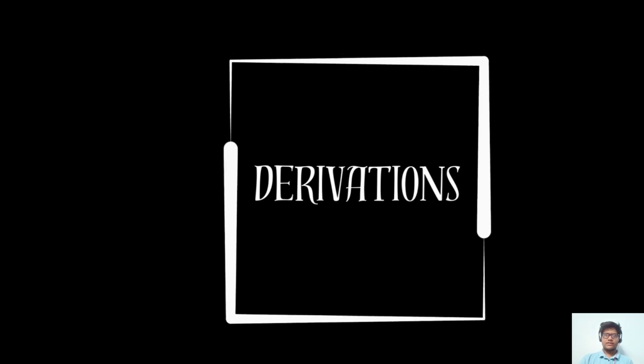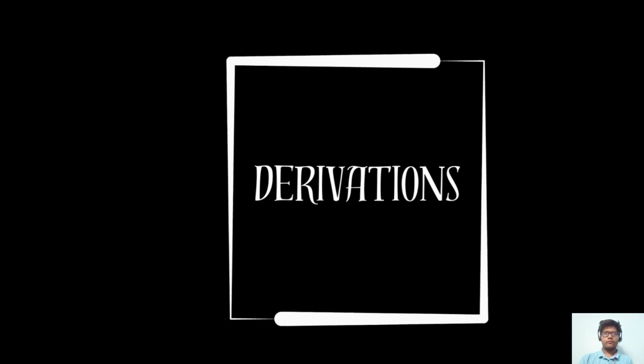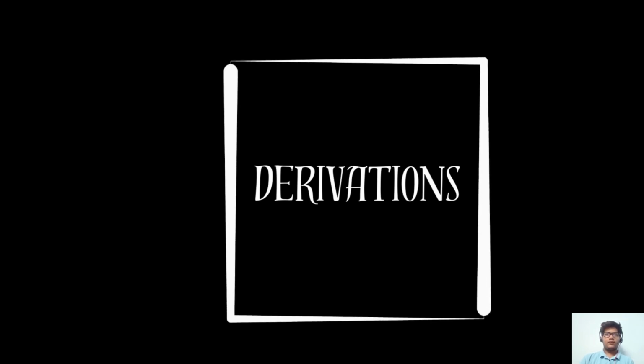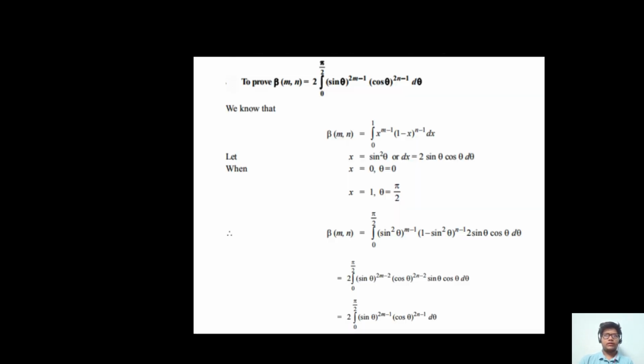Now let's see the first derivation, that is to prove beta of m comma n is equal to 2 integral 0 to pi by 2 sine theta to the power of 2m minus 1 into cos theta to the power of 2n minus 1 d theta. So let's see the derivation of this. Since we know that beta m comma n is equal to integral 0 to 1 x to the power of m minus 1 into (1 minus x) to the power of n minus 1 dx.